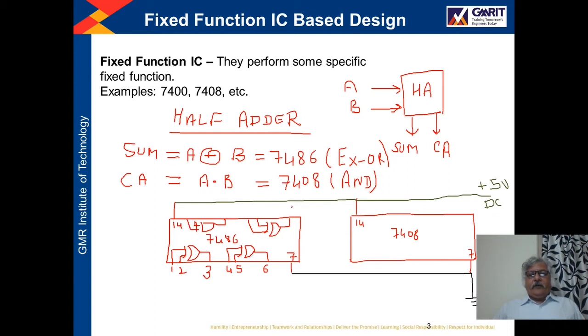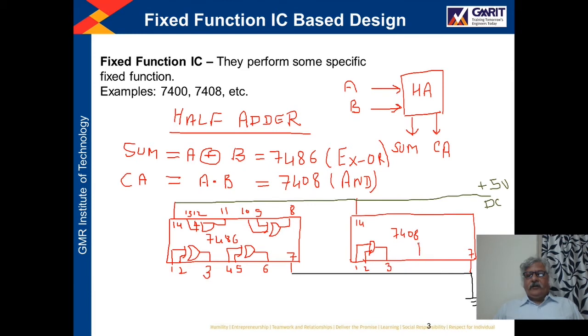So 7 pin is here, and this is 8th, 9, 10, 11, 12, 13. Now same way in the 7408 IC, there are 4 AND gates, right? Just like this XOR gate. This is first AND gate, pin number 1 and pin number 2 are the inputs, pin number 3 is the output.